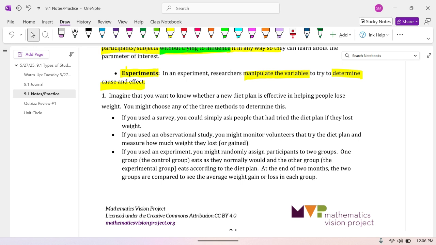All right. So those are the differences between the three. With surveys, you're actually just asking people who tried it. With observational studies, you're monitoring people who are on the diet plan, but you're not telling them, oh, don't do it, whatever. You're not trying to affect their results. Whereas with an experiment, you have two different groups, one that is doing it, one that's not, and you're comparing.